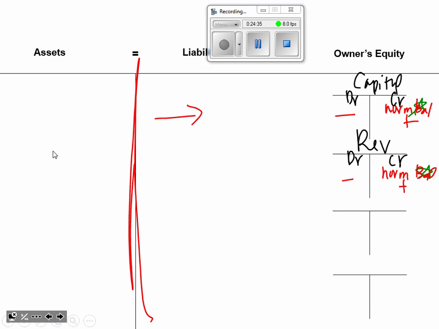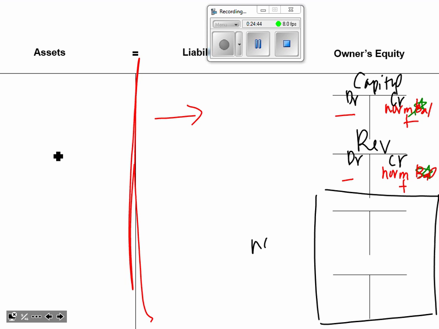I want to introduce to you and give them a new name: naughty accounts. Drawing. And any expense. Expenses would each have their own baby T, but we'll just write expense for now. It could be utility expense, advertising expense, salaries and wages expense. We're going to call that T expenses for now.